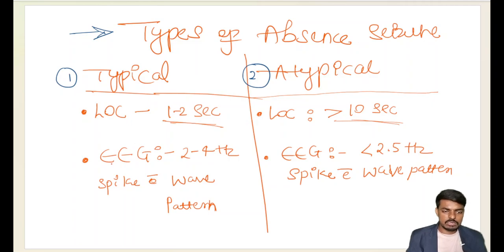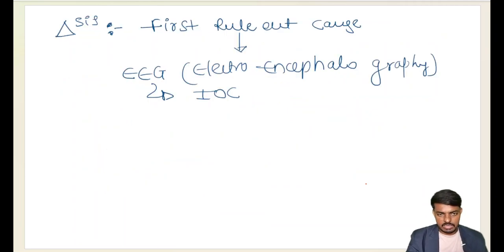When we do electroencephalography, which is the investigation of choice for seizures, we will see 2 to 4 hertz spikes with a wave pattern. And in the atypical seizure, the electroencephalography will show less than 2.5 hertz spike with a wave pattern. That is the difference between the typical and atypical seizure. Very important.